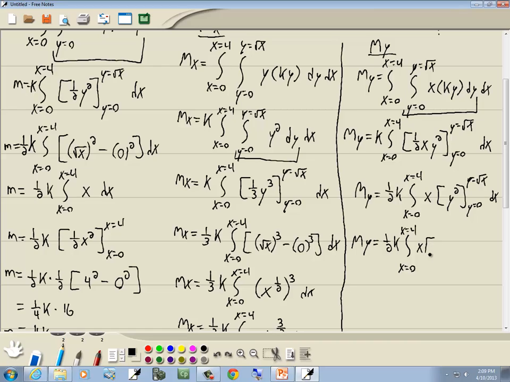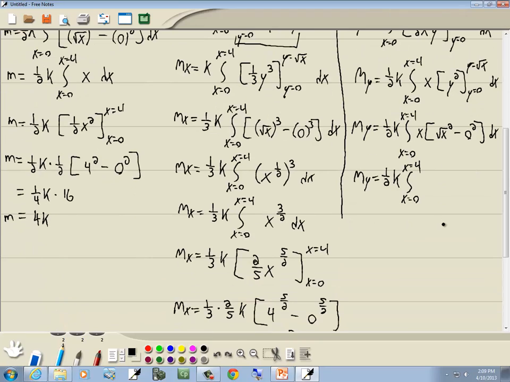And I'll plug in the square root of x for y. So I'm going to have the square root of x squared minus, and plug 0 in for y, so I've got 0 squared, dx. So that carries down 1/2 k, and then x equals 0 to x equals 4. Now, the square root of x and the second power cancel each other, so that gives me x, and x times x gives me x squared dx.